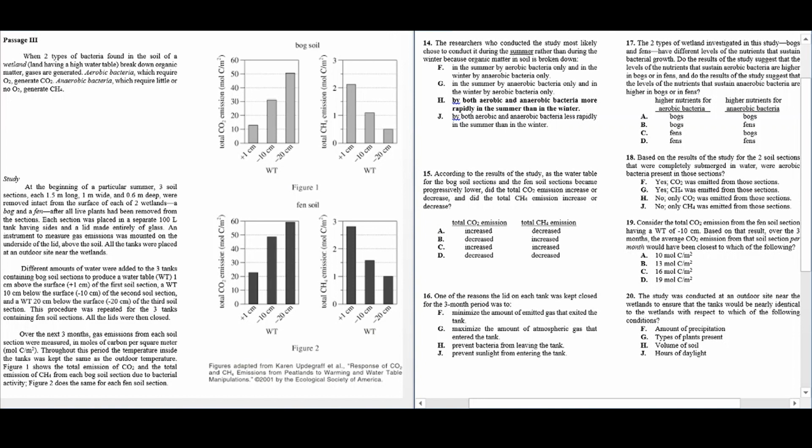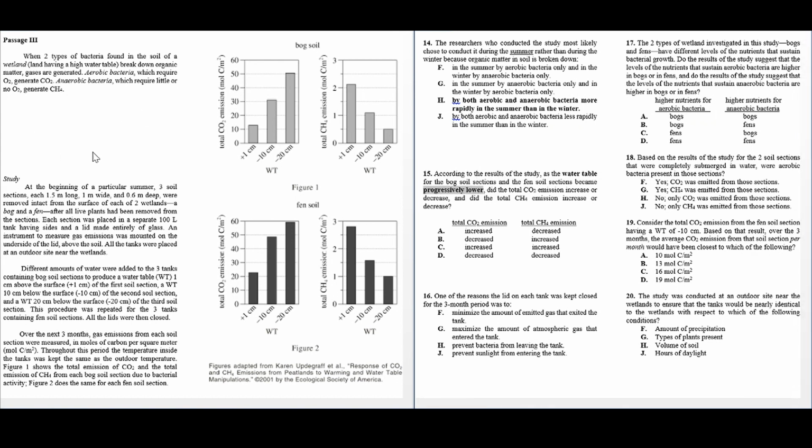Question 15. According to the results of the study, as the water table for the bog soil sections and the fen soil sections became progressively lower, did the total CO2 emission increase or decrease, and did the total CH4 emission increase or decrease? These keywords are all keywords that we saw on the graph: fen soil, bog soil, CO2, and CH4. This is a graph reading question. For these questions, it's especially important to be careful about how you're asked to read the graph. In particular, it's asking for you to read what happens when the water table becomes progressively lower.